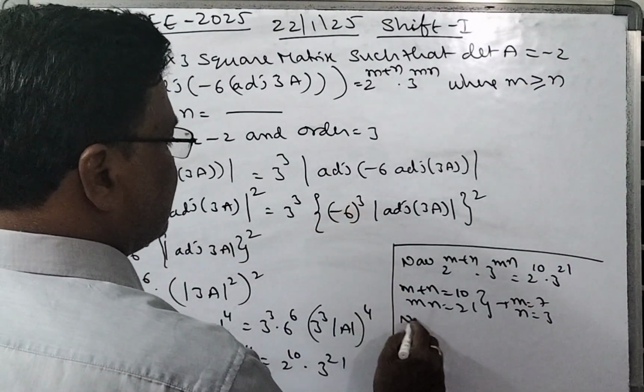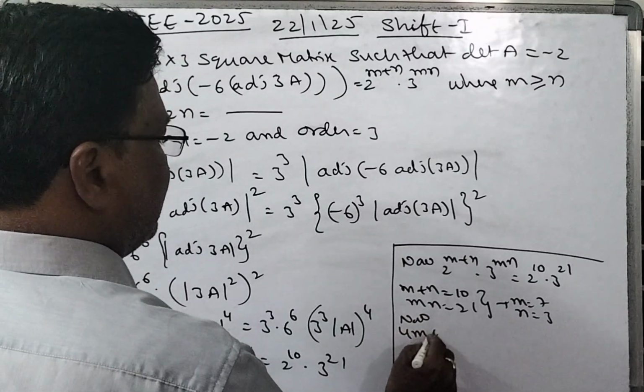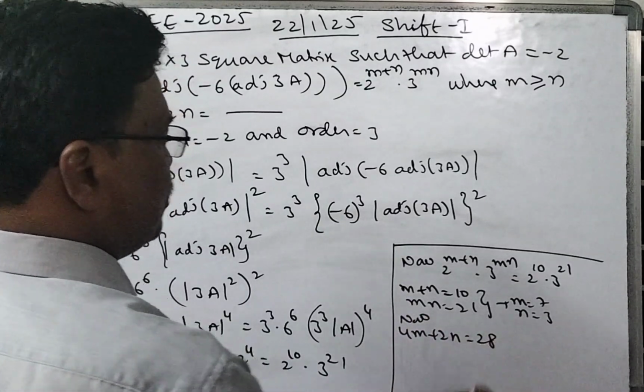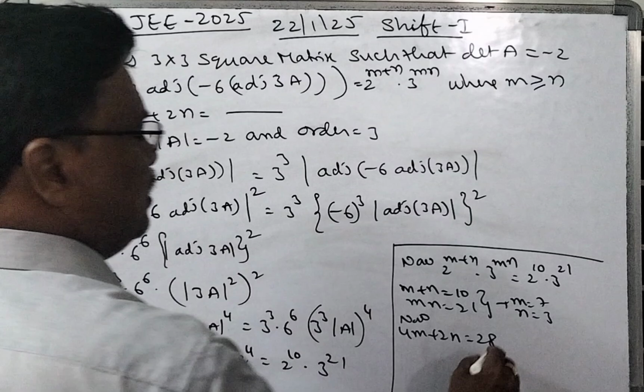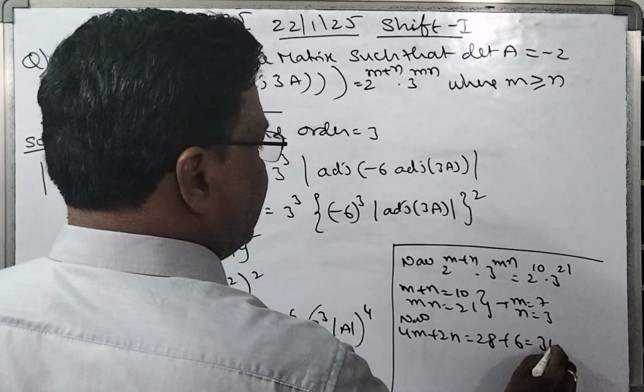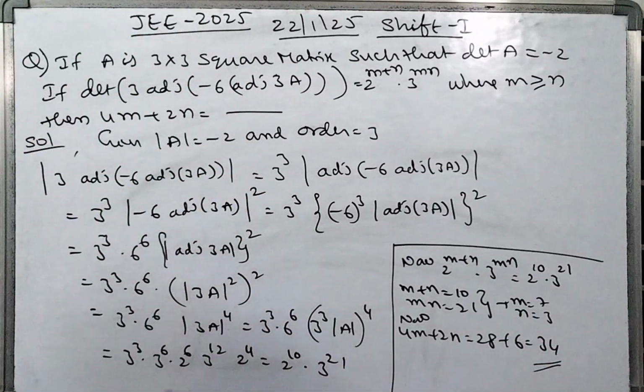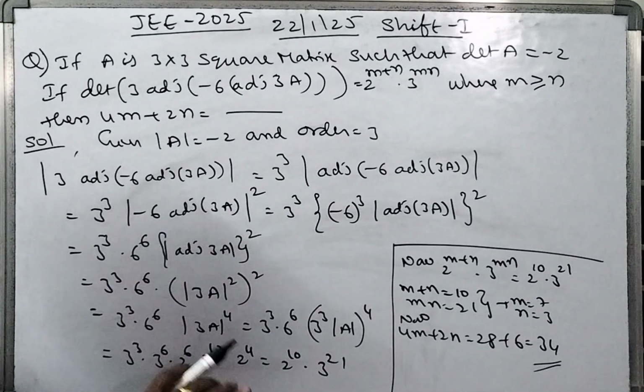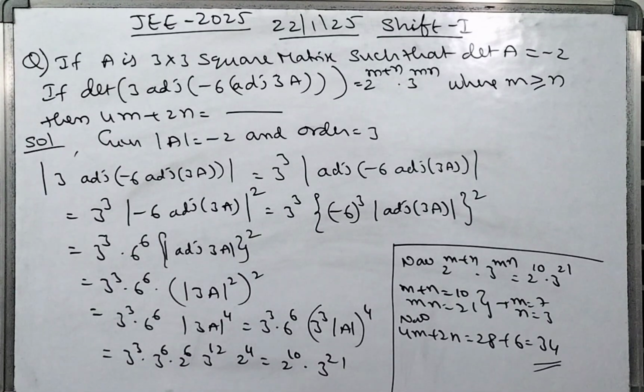Finally, what is asked is 4m plus 2n. So 4m plus 2n is 4 into 7, 28, plus 2 into 3, 6. 28 plus 6 is 34. This is the answer for this problem. Very simple problem actually, but a little bit lengthy simplification.